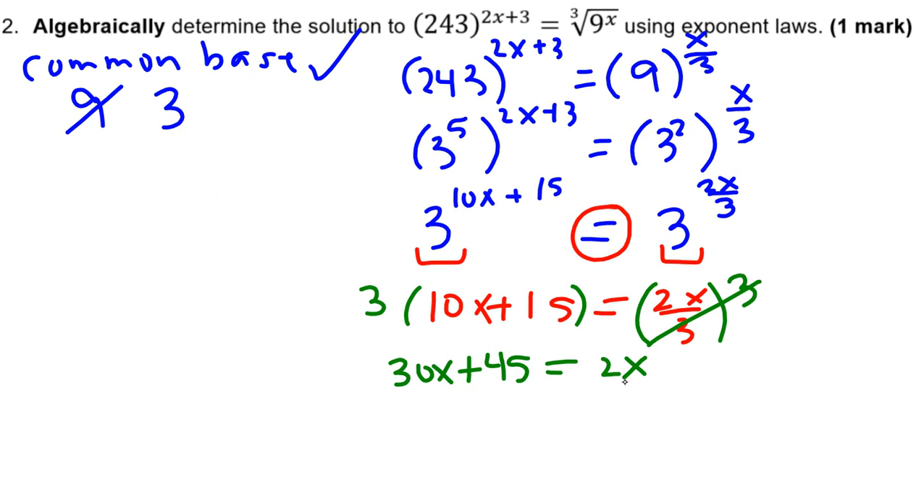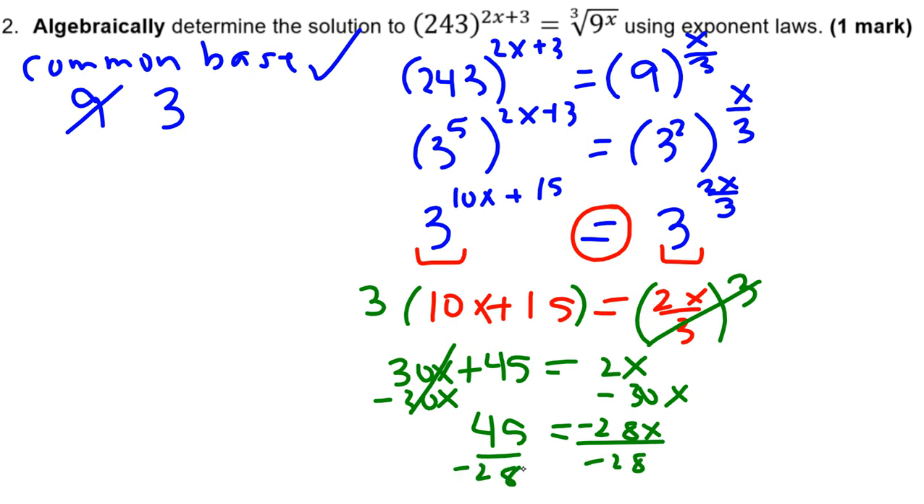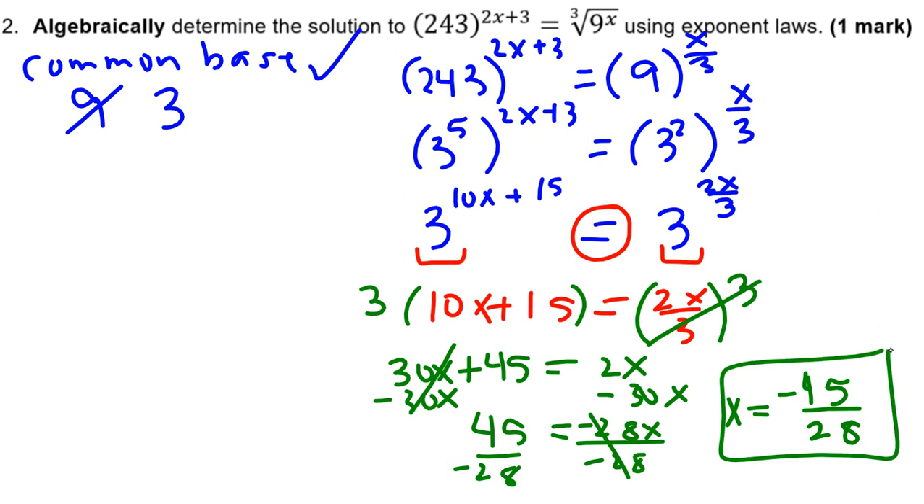Now you can isolate to whatever side you want to for x. What I'll do is I'll subtract 30x to both sides. Doesn't matter which side you use though. And I have 45 equals negative 28x, and I'll divide both sides by negative 28. So in doing so, I get x is equal to, always keep your negative in the numerator, negative 45 over 28.